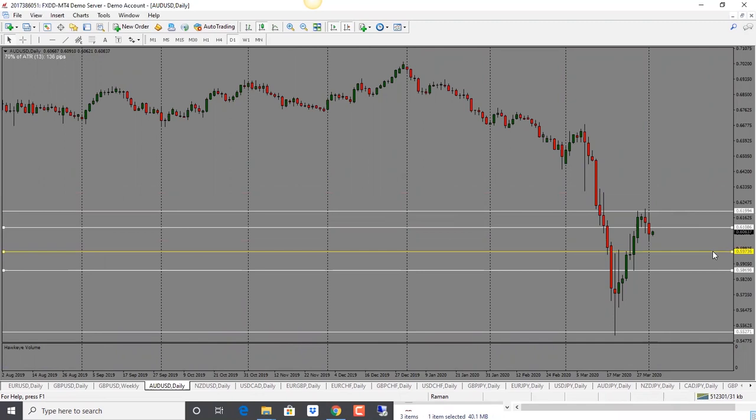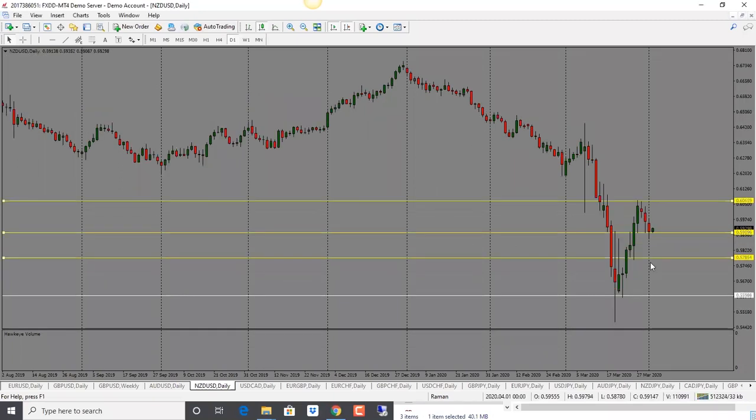Our first target is 0.5980, and then we have 0.5870. So bias is bearish here for Aussie dollar, and this is the type of move that I would be looking for. Next, we have New Zealand dollar here.